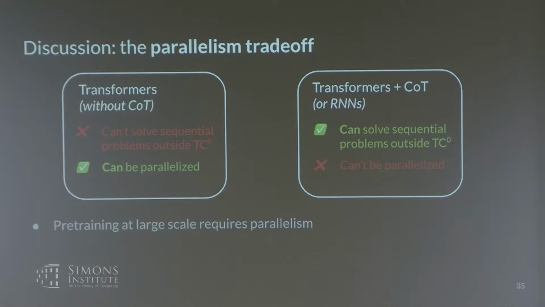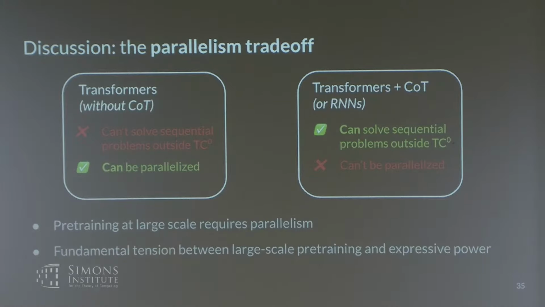So because pre-training at large scale requires parallelism, there's a fundamental tension between large-scale pre-training and having models with expressive power outside TC0. That's one of the high-level takeaways that we want to point out from this work. Although there are solutions and ways to get around this. One solution is to train a parallelizable model and then, after you pre-trained it on a bunch of data, adapt that model to use chain of thought to be more sequential.